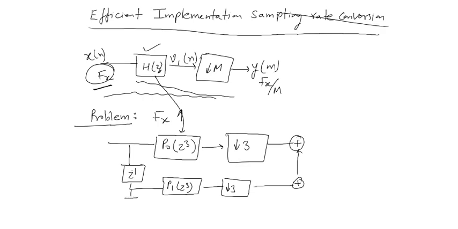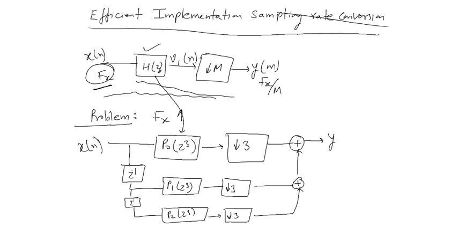And in the third case, this will be P2 of z to the power 3, and then we are downsampling it by 3. Okay, so this will be your x of n, so this will be your y of n.